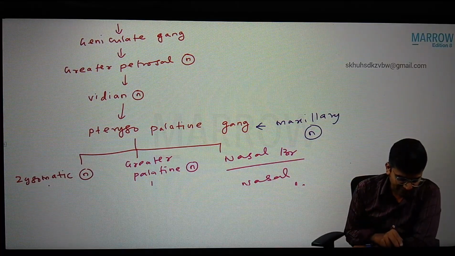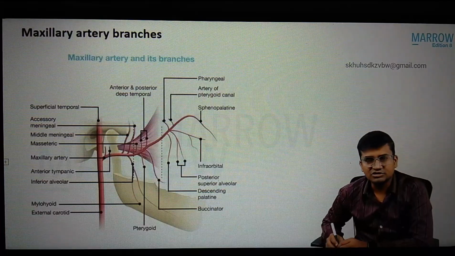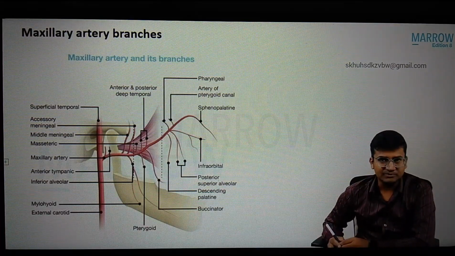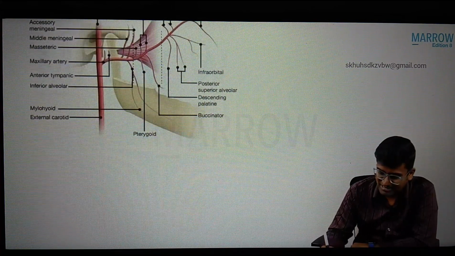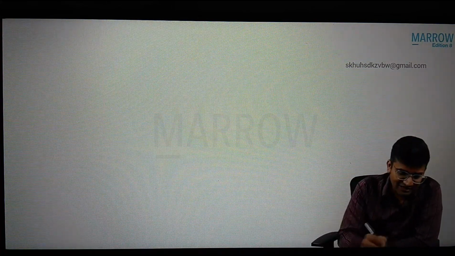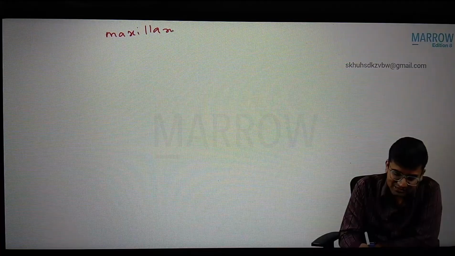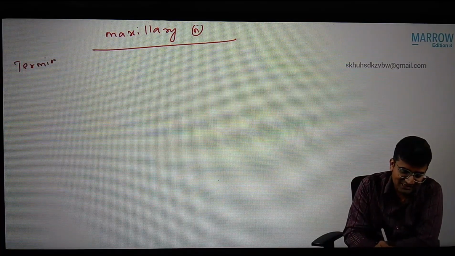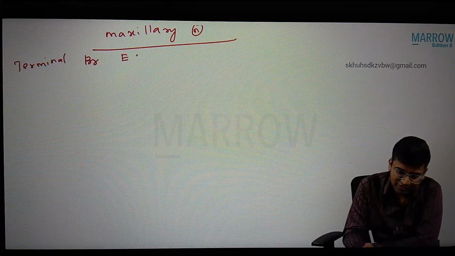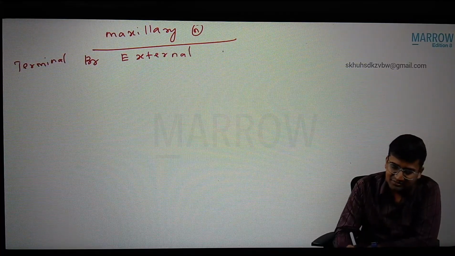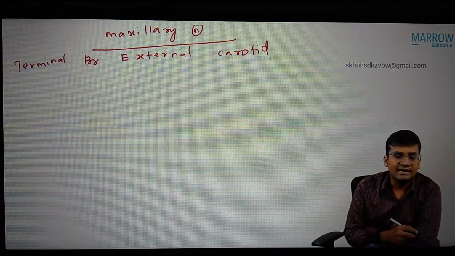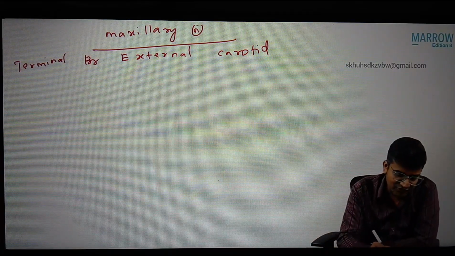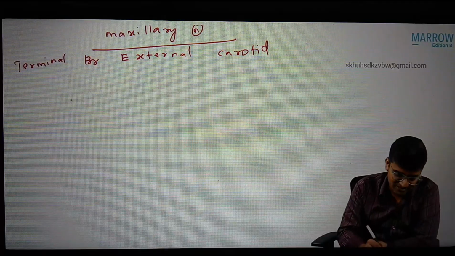Now one more content we have. The third part of the maxillary artery is a content of the pterygopalatine fossa. So now we're going to discuss the maxillary artery. The maxillary artery is a terminal branch of the external carotid artery. And the maxillary artery is divided into three parts by means of a muscle. Which muscle? The lateral pterygoid muscle.